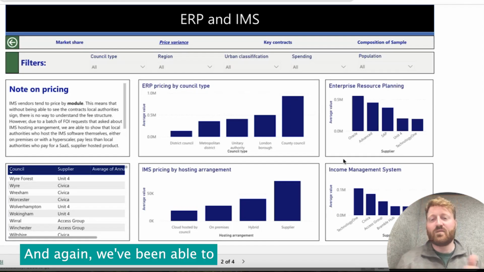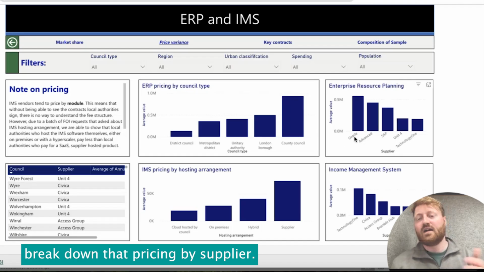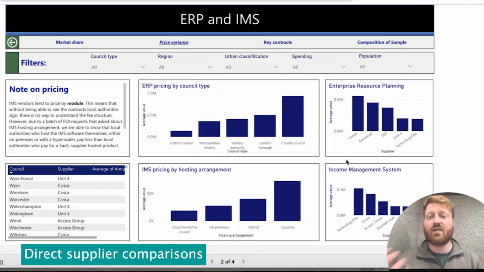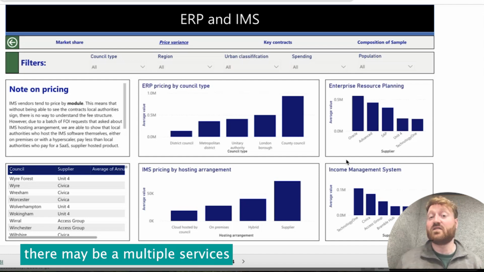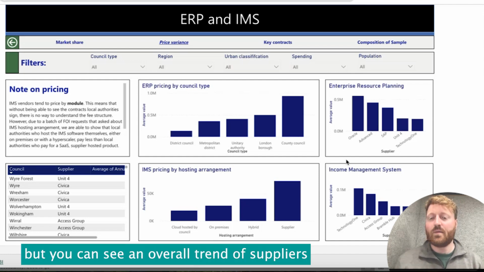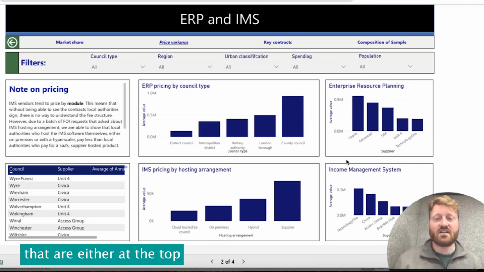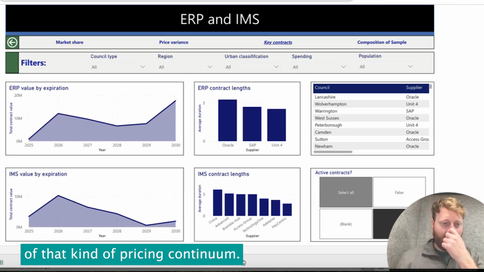And again, we've been able to break down that pricing by supplier. Same caveat applies. Direct supplier comparisons usually can't be made on a case-by-case basis because there may be multiple services or multiple modules bundled, but you can see an overall trend of suppliers that are either at the top or the bottom of that kind of pricing continuum.